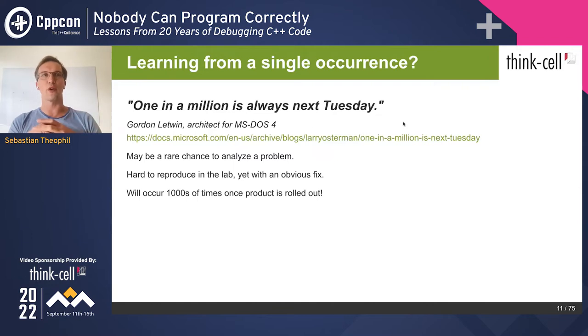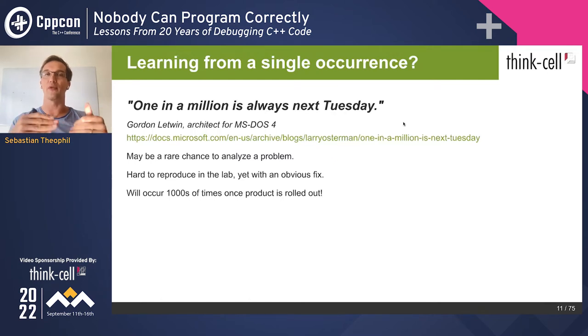So there's this famous quote by Gordon Letwin, who said, one in a million is always next Tuesday. And what he meant was that computers had become so fast that even the rarest bug, that would only have a chance of occurring of maybe one in a million, would probably occur by next Tuesday. And here we have the same situation. We have maybe a large piece of software that gets run a million times. So when a colleague calls you and has a problem, it might be your rare chance to look at a problem you have never seen before and you won't see again for quite some time because it is hard to reproduce. And sometimes just taking a short look can be worth it.